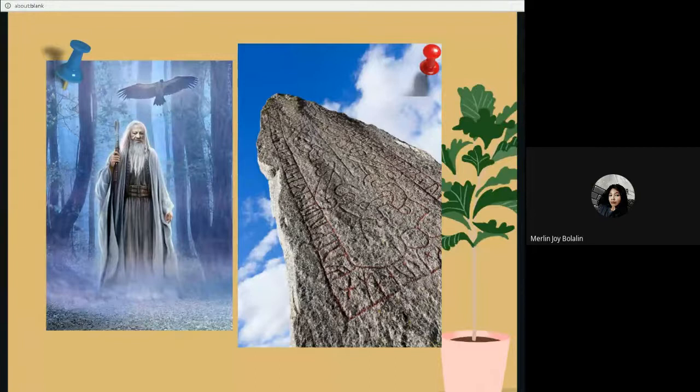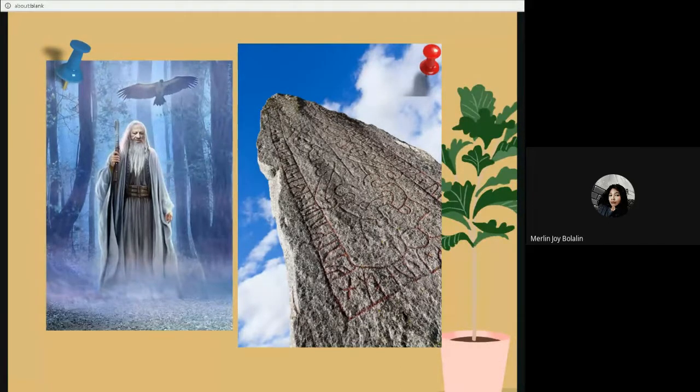So here is an example illustration of a Celtic druid or a priest. If you see movies like King Arthur, there are so many characters like Celtic druids. For example, Merlin, who even has the same name as mine. And then this one on the right side is a rune. Back then, there was no proper paper to print the literature, so rocks were used as their instrument for writing.